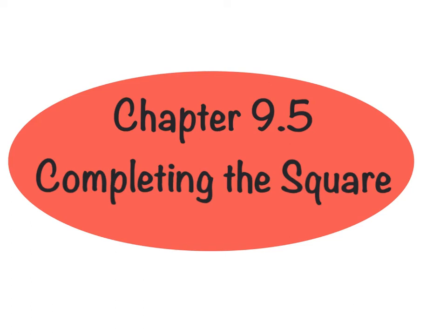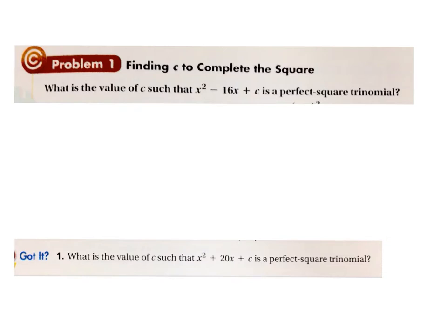All right, 9.5 is on completing the square. And what that means is we are going to turn a bunch of trinomials into perfect square trinomials. And that's what this first question asks: what could I put in for this last term to make that whole trinomial a perfect square trinomial? So let's use a little common sense here.